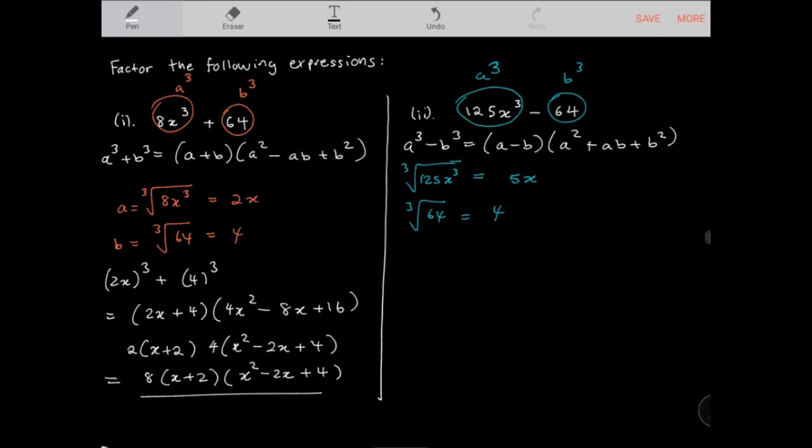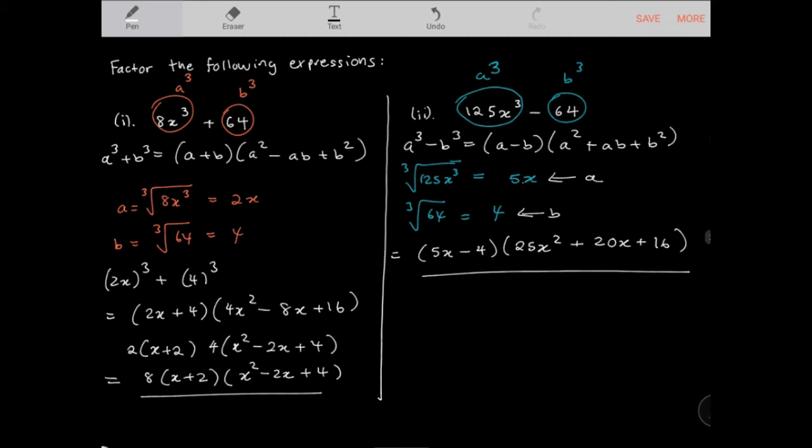When I use this template, I get a minus b, which is basically 5x minus 4, a squared, which is basically 5x, right? So this guy is our a value, this guy is our b value. A squared here is 5x squared, so 25x squared, plus ab, so plus ab is 5x times 4, so that's like 20x, plus b squared, which is basically plus 4 squared, so that's plus 16. Okay, and that is your expanded form. And it doesn't look like you can factor this any further, so this is our answer. And yeah, that's how you can factor out the sum or differences of cubes.